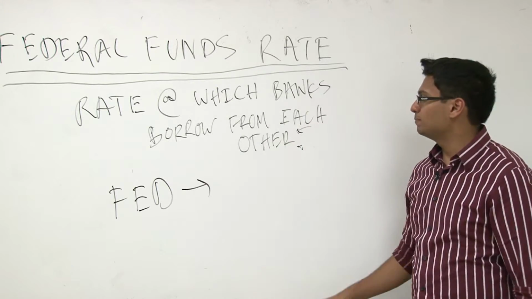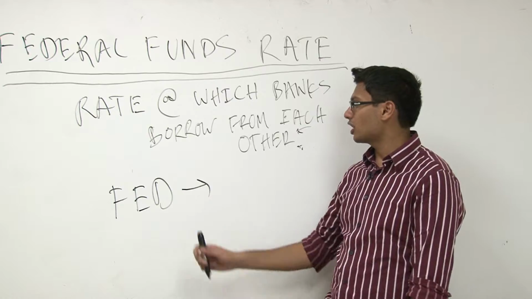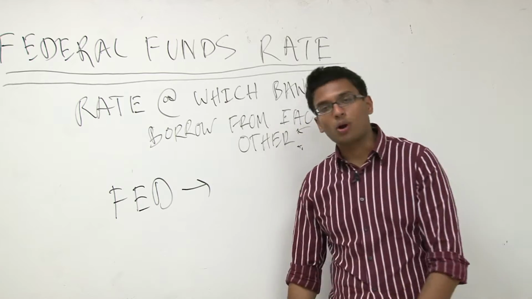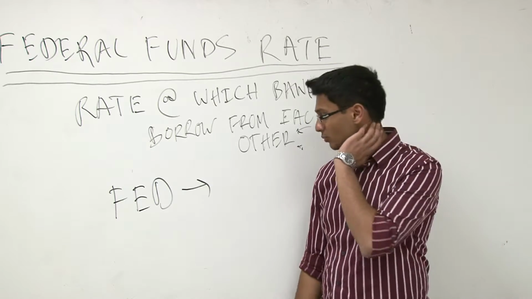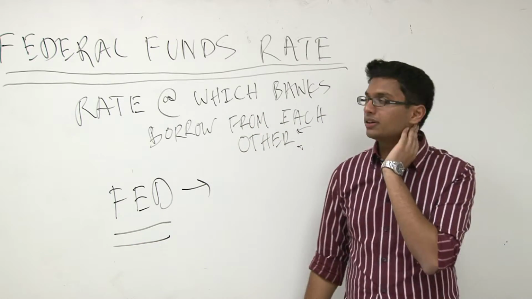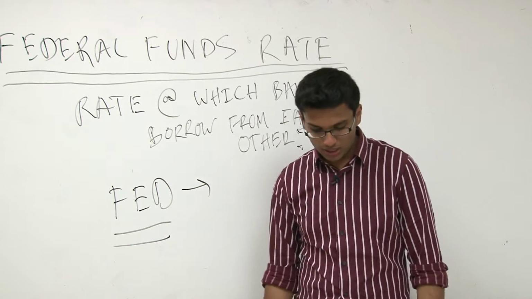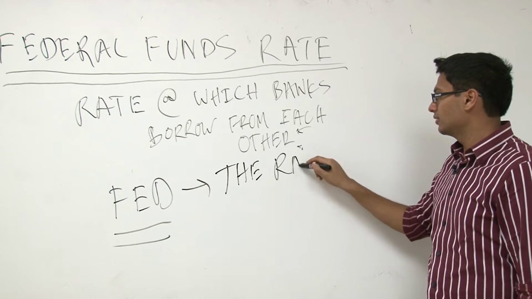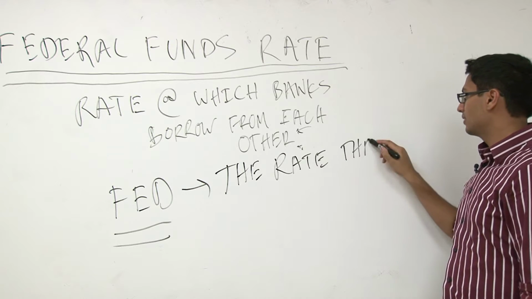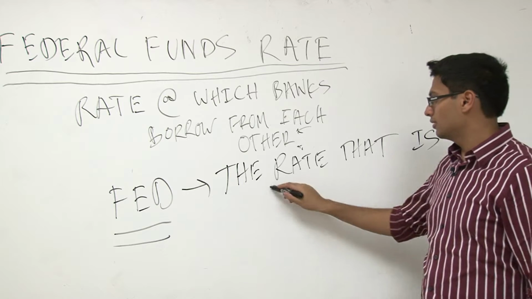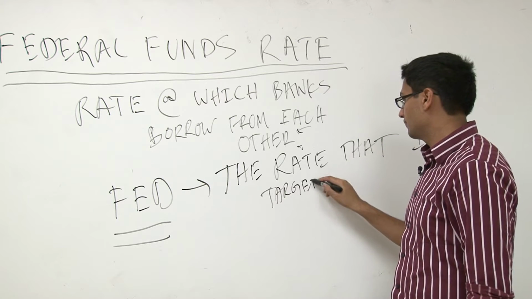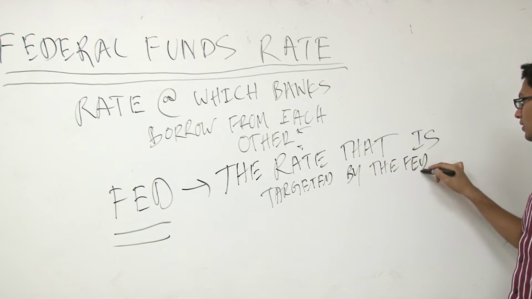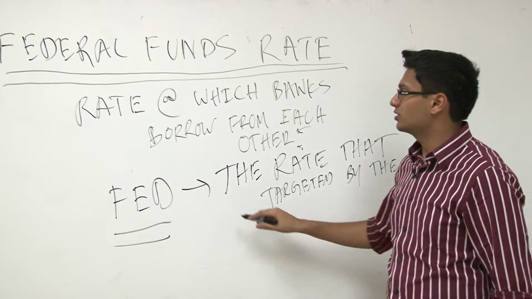So let's go back to the federal funds rate. We're talking about the rate at which banks borrow from each other. Small banks borrow from big banks, or big banks borrow from other big banks. But the point is that the Federal Reserve Board monitors the federal funds rate. Why is that true? Well, this rate happens to be the rate that is targeted by the Federal Reserve Board, by the feds. So this is the rate they target.